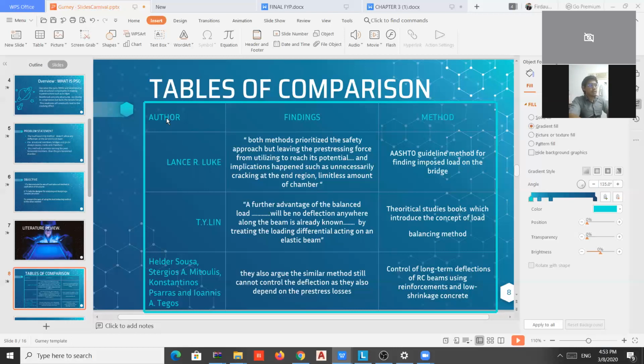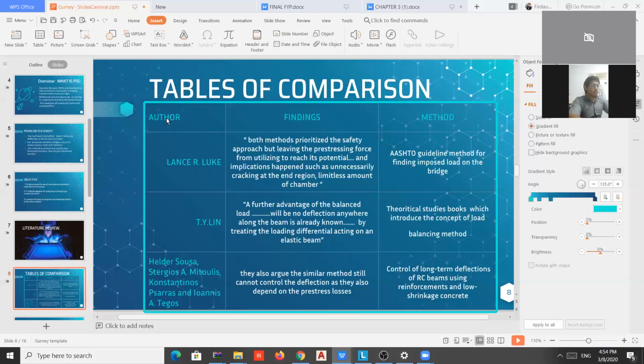Secondly is T. Y. Lin. He spoke about the advantages of the load balancing method. He said that there will be no deflection anywhere along the beam, as is already known. The load balancing method treats the beam as having net deflection. And he used the theoretical studies book, which introduced the concept of the load balancing method.